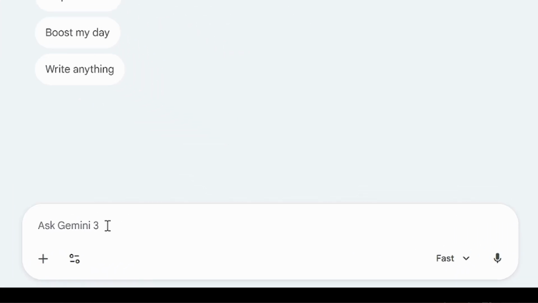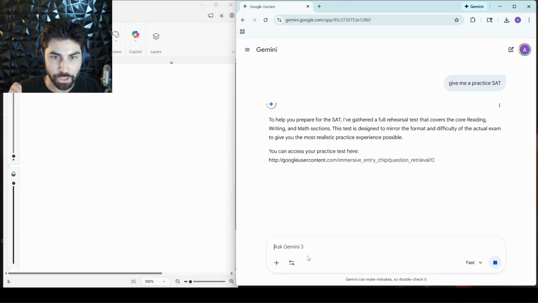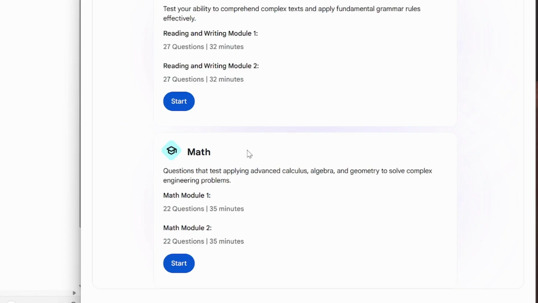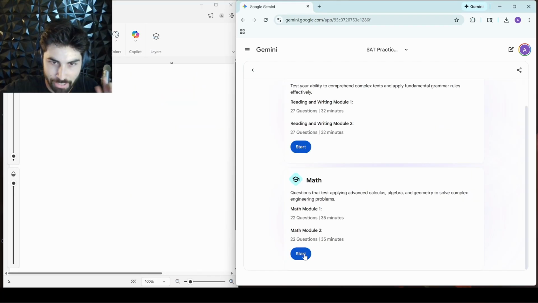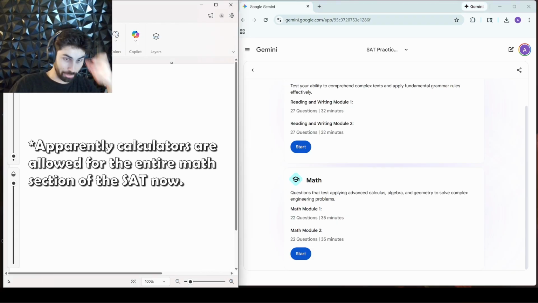I'm gonna ask it, give me a practice SAT. It's thinking, it's using all the water in the world. Wow, reading and writing and math. All right, I'm just gonna do the math one. It looks like there's a module 1 and 2. I'm guessing that's with and without calculator. I've got my tablet and stylus here so I could write on the screen.